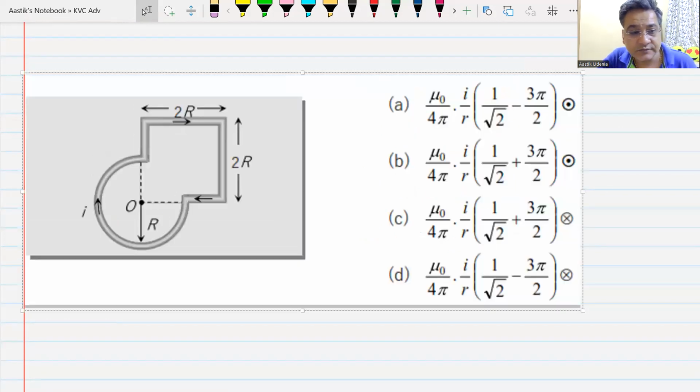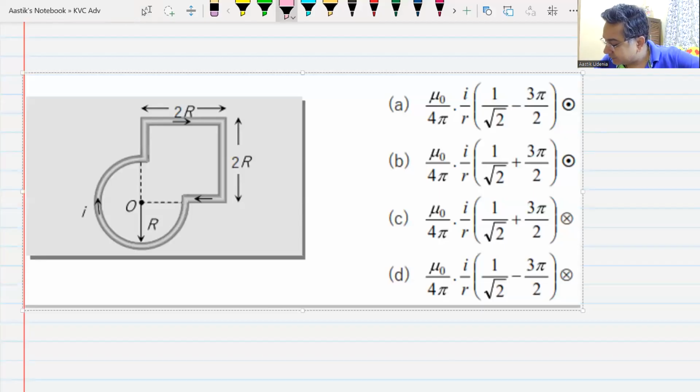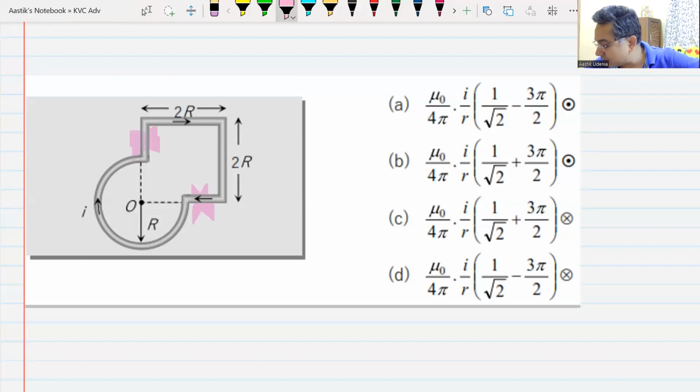This is the next one. What is the magnetic field at the center? Magnetic field due to this wire is 0. Magnetic field due to this wire is 0. And we can understand all the magnetic fields are getting added up. Yes or no? Yes, sir. Sure? Yes, sir.